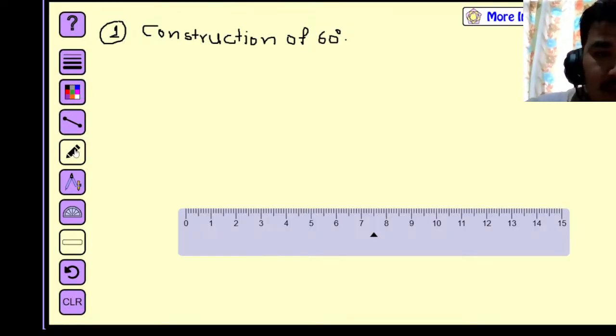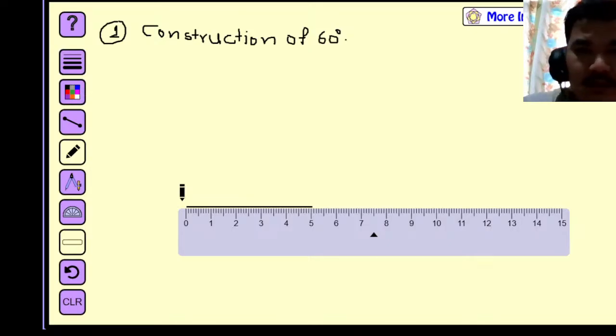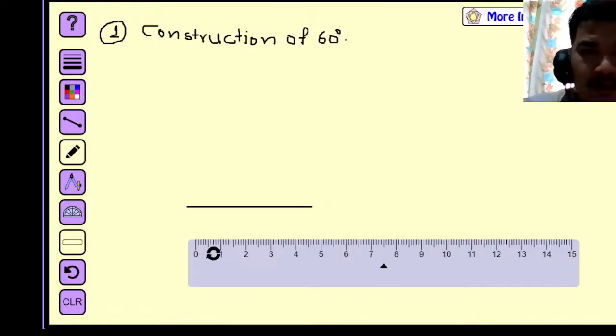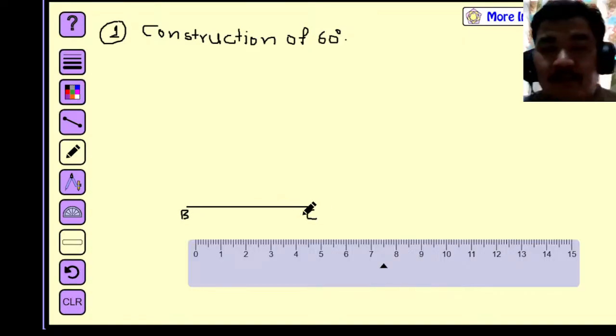First of all, draw one horizontal line. This line segment may be given in the question, to draw this much long. The name of the line segment also may be given in the question, but here I am drawing it myself. One imaginary line I am supposing here. Its name is BC.